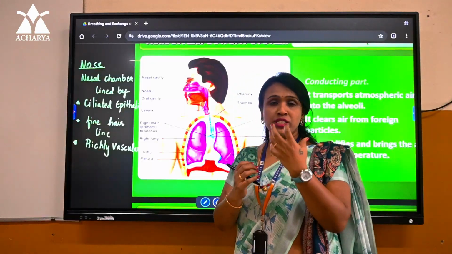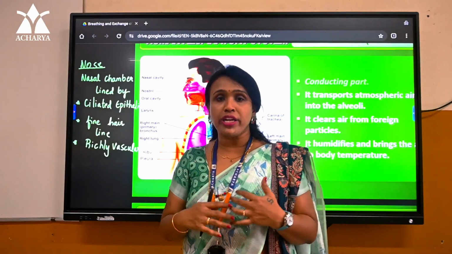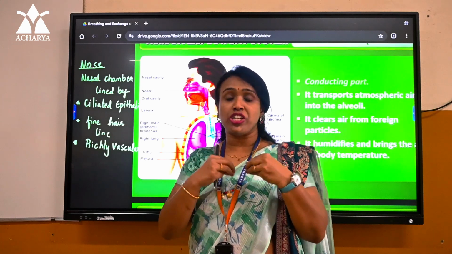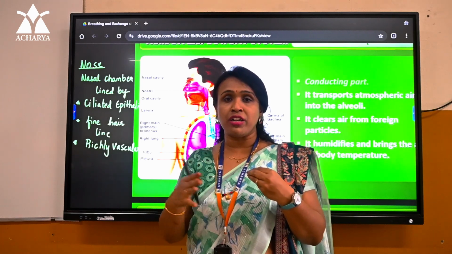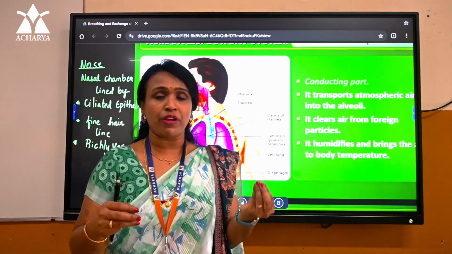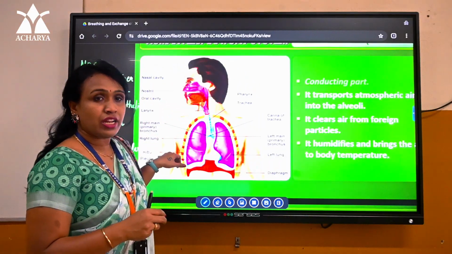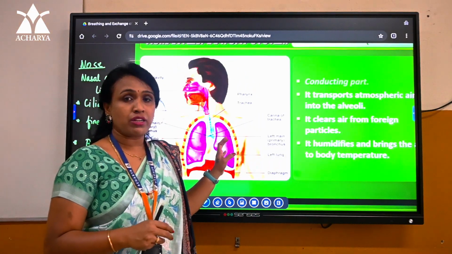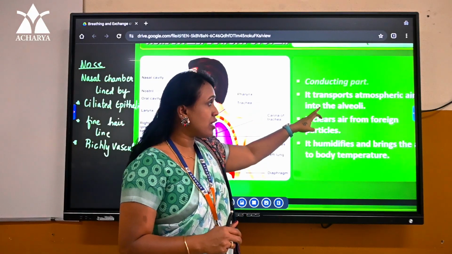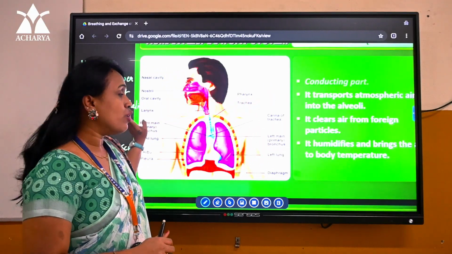As soon as the air enters, it has to be brought to our body temperature. The blood vessels which are richly present in the nose radiate heat energy to the air, and the air gets warmed up. Irrespective of the environment outside, the inhaled air gets warmed up with the heat energy radiated from the blood vessels. Hence, these are the three important functions of the conducting part, also the functions of the nose.